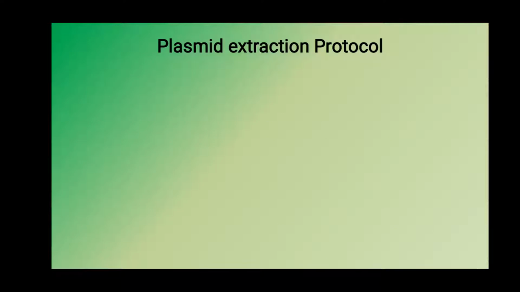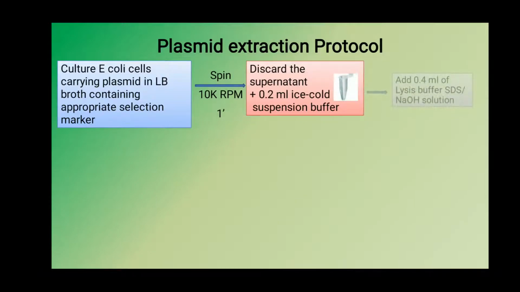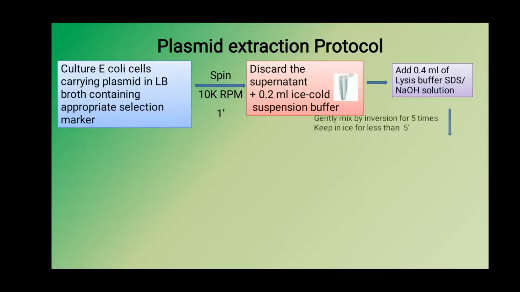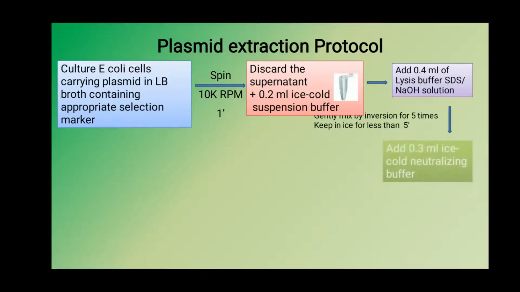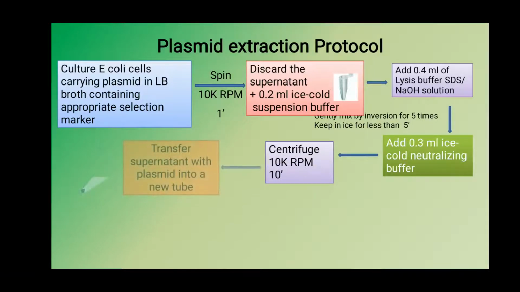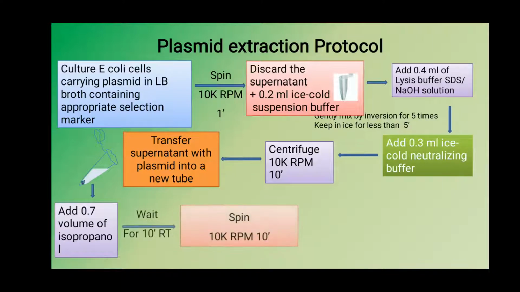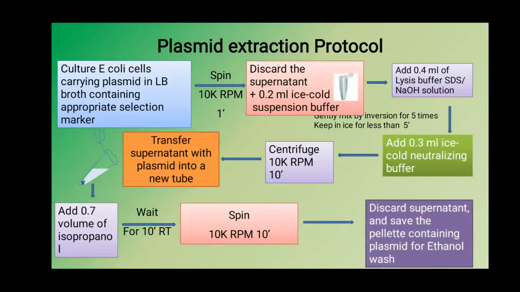We will see the protocol for plasmid DNA extraction from E. coli cells. Step 1 is to culture the E. coli cells in LB medium containing the appropriate selection marker such as ampicillin or kanamycin. The overnight cultured cells are brought to the lab and centrifuged at 10,000 rpm for a minute. The pellet contains the E. coli cells, and the supernatant is discarded. The pellet is resuspended with 0.2 ml of ice cold resuspension buffer using a micropipette. Along with the resuspended cells, 2 volumes, that means 0.4 ml, of lysis buffer containing SDS and NaOH is added.